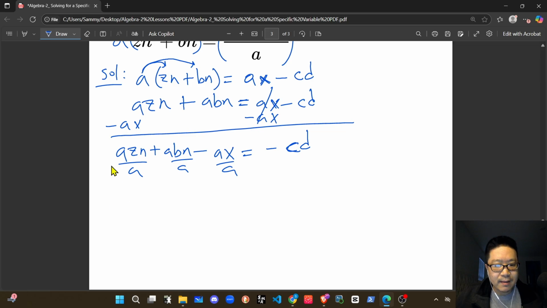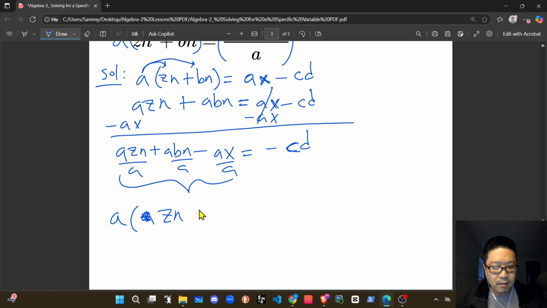you can rewrite this whole side as A times Zn plus Bn minus X, right? All we did was use the distributive property to pull A out. We divided all these terms by A. So now we have A times the quantity of Zn plus Bn minus X, and then negative CD on the other side.